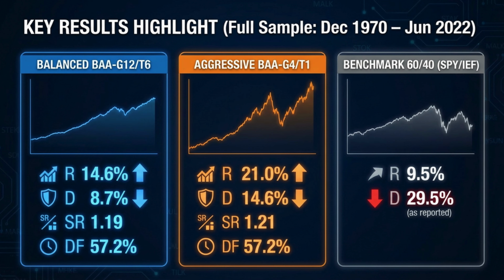Here are the headline numbers reported in the paper for the full sample from December 1970 to June 2022. Balanced BAA shows about 14.6% CAGR with roughly 8.7% max drawdown, and it's defensive in about 57% of months. Aggressive BAA reports about 21% CAGR, with a larger drawdown around 14.6%, again defensive around 57% of the time. The paper compares this to a 60-40 benchmark, reported around 9.5% return.